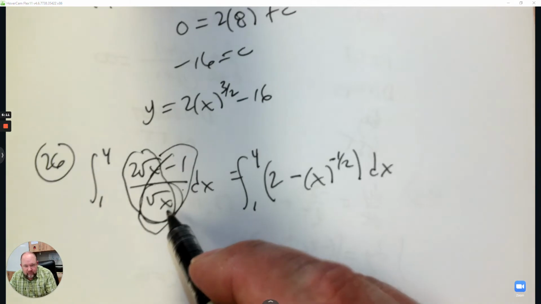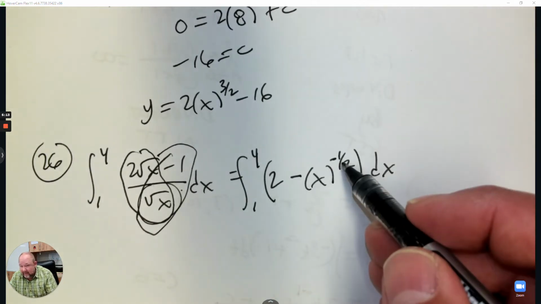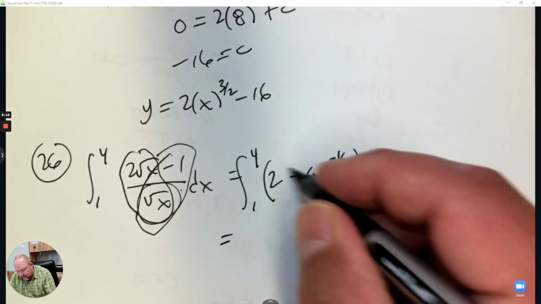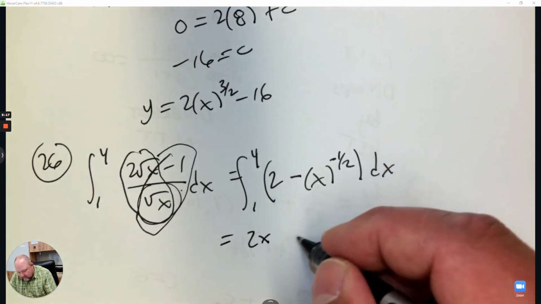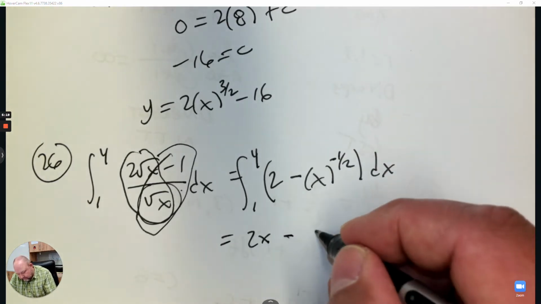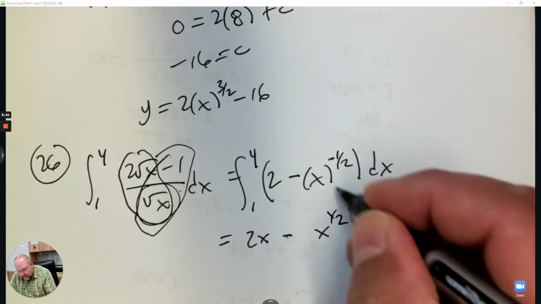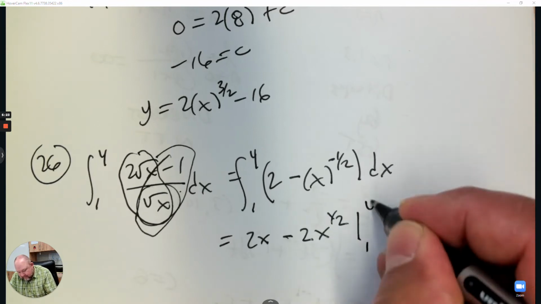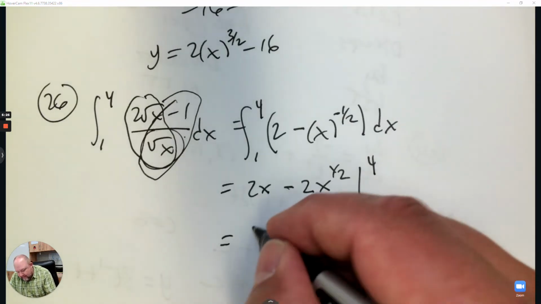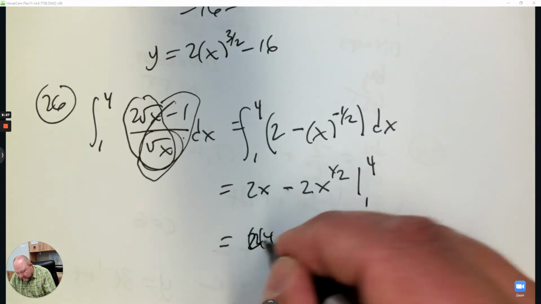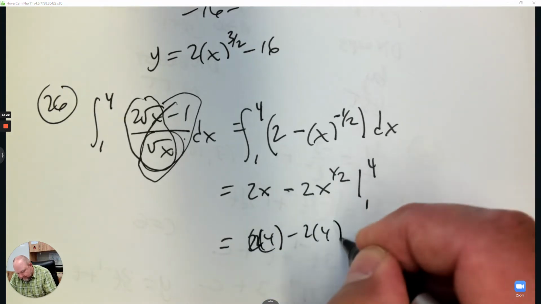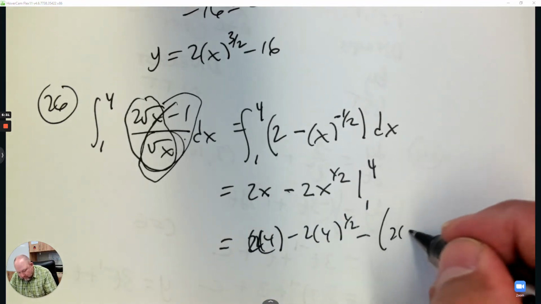1 over the square root of x can be written as x to the negative a half. Now it's easier to integrate. So that's 2x. Add 1 to the exponent instead of dividing, the reciprocal, and that's 1 to 4. And then plug in 4. Subtract, plug in 1.